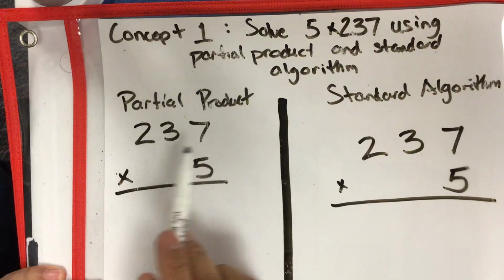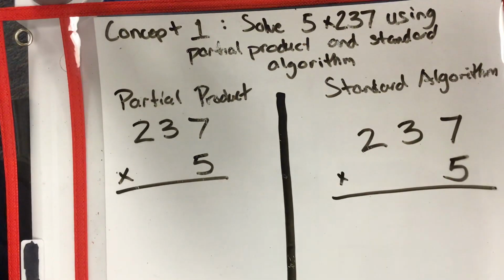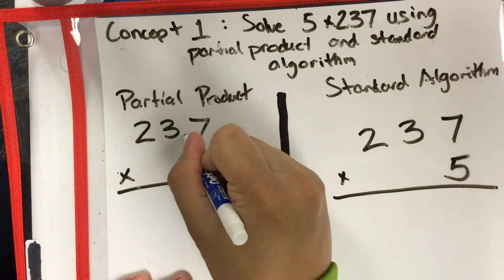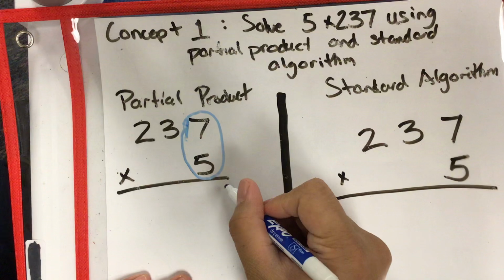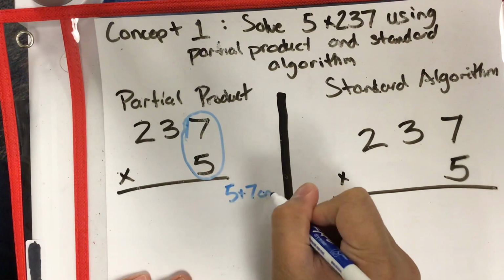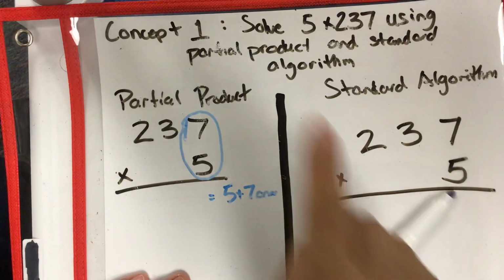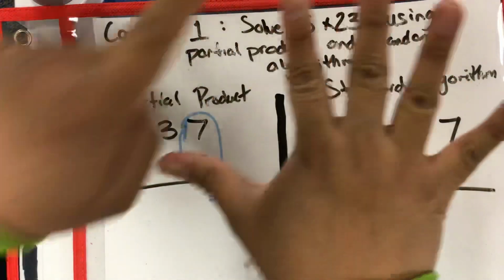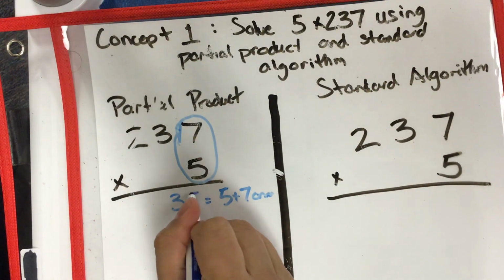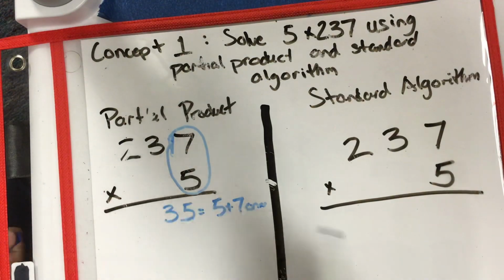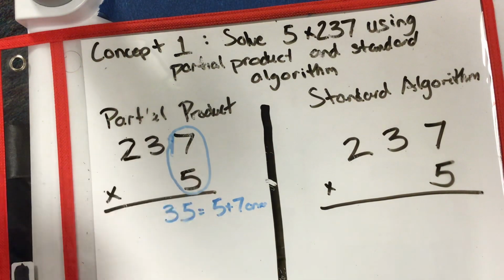So in our partial products, we wanted to do our grouping to show what's first. I want to start out with my blue here, which is going to be 5 times 7 ones. Well, 5 times 7 ones, we got 5, 10, 15, 20, 25, 30, 35. So we know that this will equal 35. Then we have 5 times 3 tens.